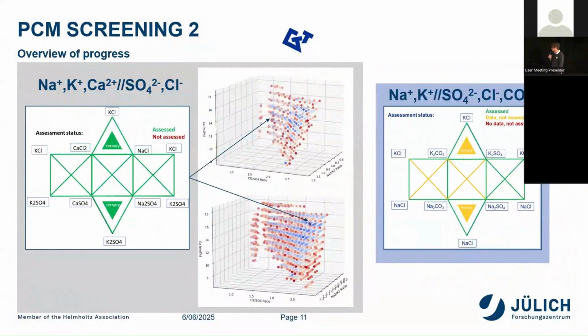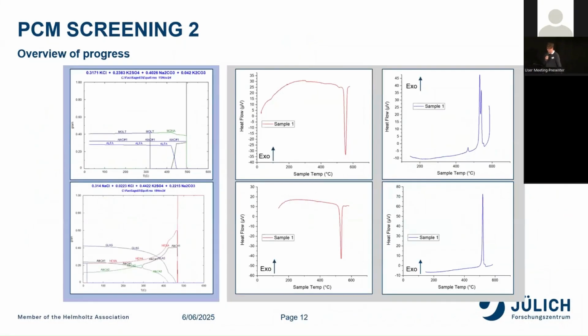Similar to the first test project, a screening of the database was then undertaken to identify the materials of interest. On this slide, we can see the two systems that we screened, namely the sodium, potassium, calcium sulfate chloride system and the sodium, potassium, sulfate chloride carbonate system. Several promising compositions were suggested from this screening. I've just chosen two here that we can see.